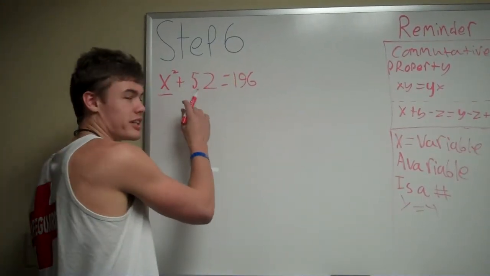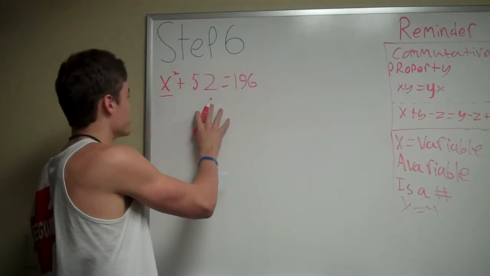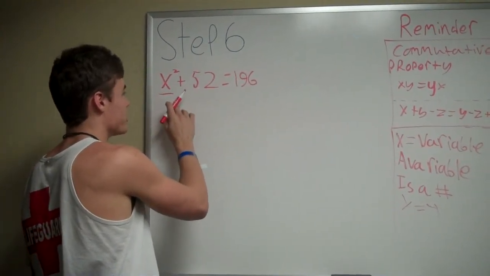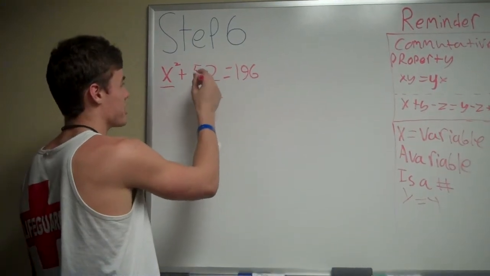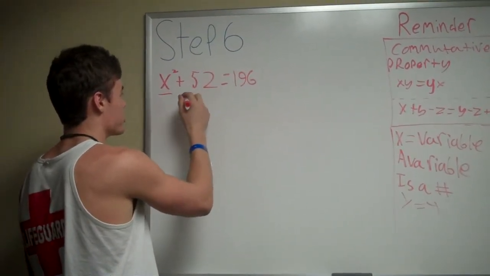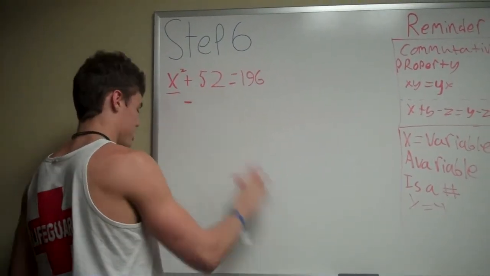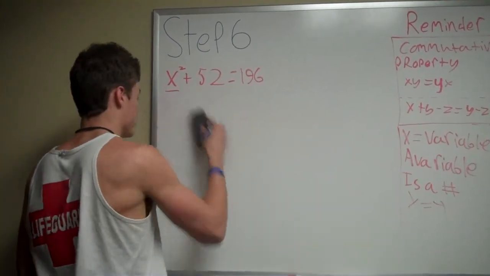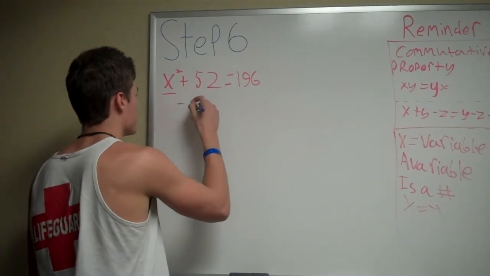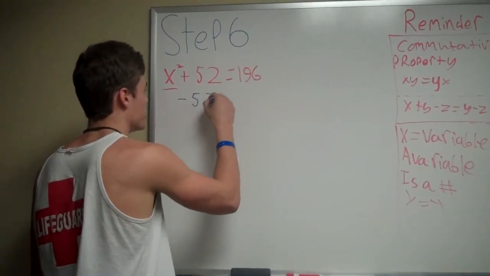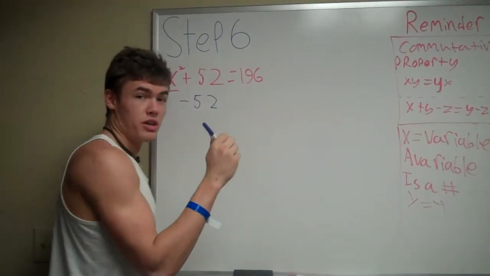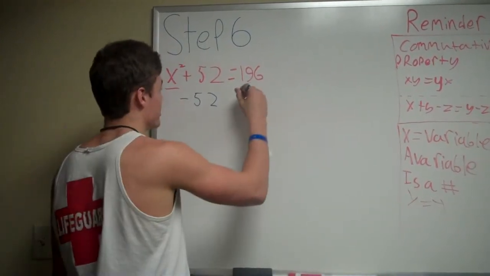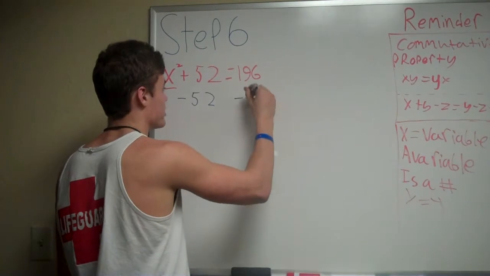Now, here, we want to get x alone. As you can see, there's a 52 with this x, and it's being added to the x. We want to do the opposite that this 52 is doing. So we'll subtract, and I'll write this in blue. We'll subtract 52 from both sides. If you do something to one side, you have to do it to the other side. Subtract 52.